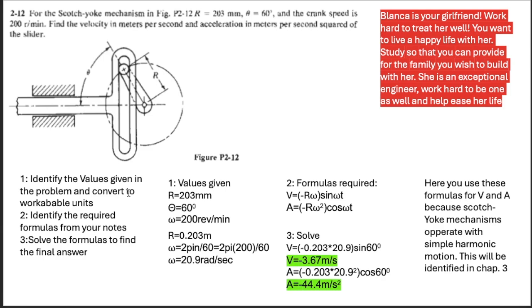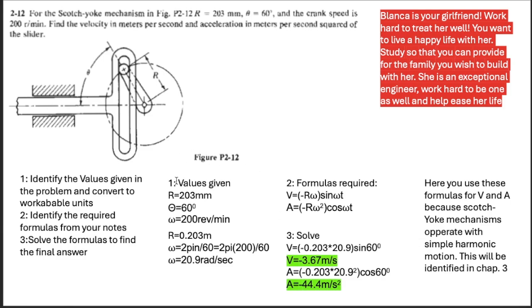Now, a Scotch yoke mechanism, as explained here, always uses simple harmonic motion. At least in this class, you will be faced with simple harmonic motion with a Scotch yoke. That's going to be shown in chapter 3, where you are presented all the types of mechanisms you'll be faced with in the class. And so, yes, you will be doing simple harmonic motion for a Scotch yoke mechanism.